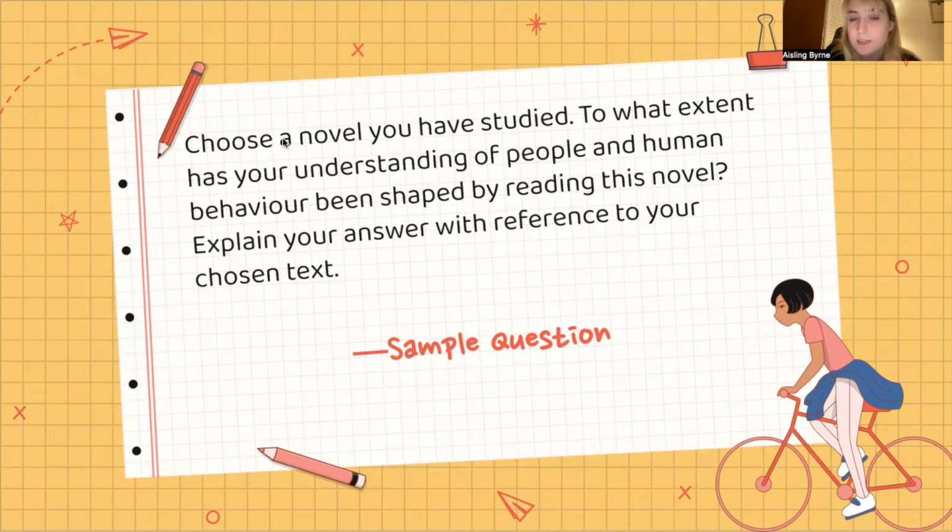We're going to need to use the setting, the themes. We'll definitely need to include the characters, and then let's talk about human behavior. So a novel that we studied, and how this novel has changed how we understand people and human behavior after we read this novel. So how have we understood how humans react or behave in situations from this novel? So for this novel, for example, instead of Of Mice and Men, we're going to move on and use Once by Morris Gleitzman.